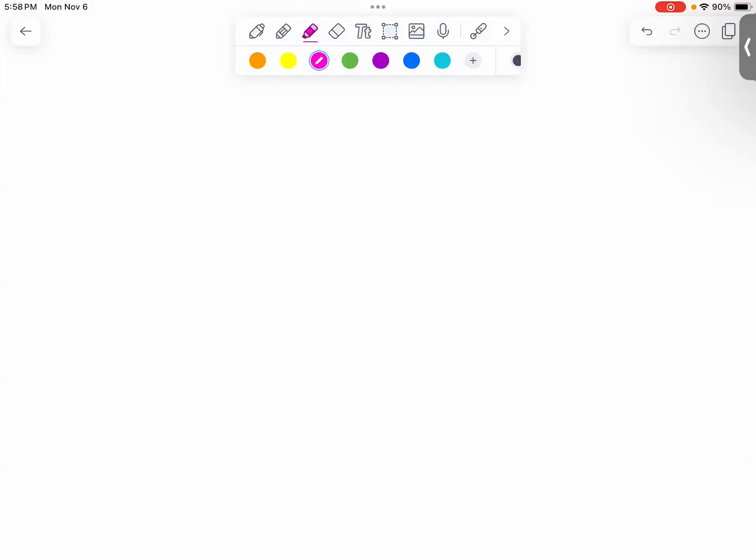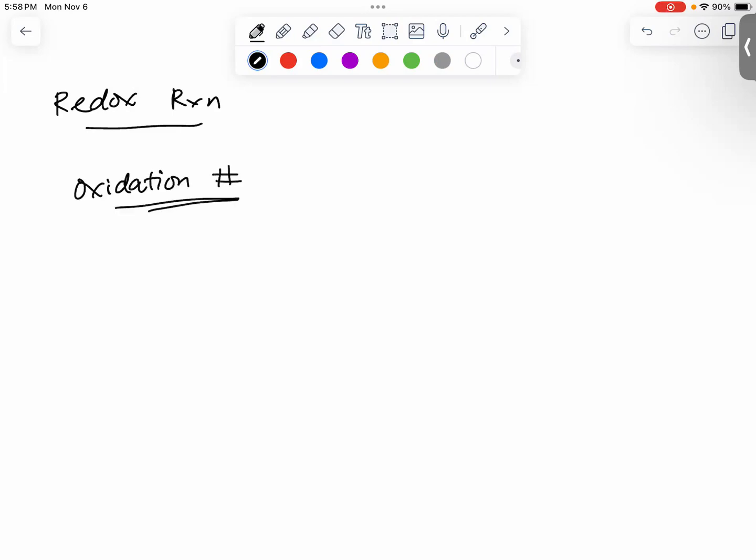Next up, we will go ahead and talk about redox. Redox reaction. And before we talk about redox reaction, it's important to review how to label oxidation number. Do you still remember how to label oxidation number?